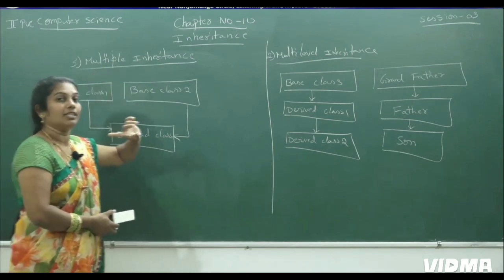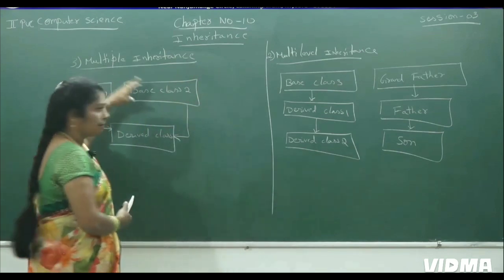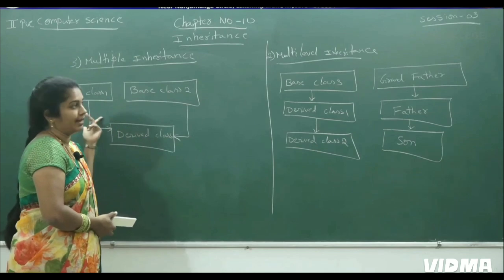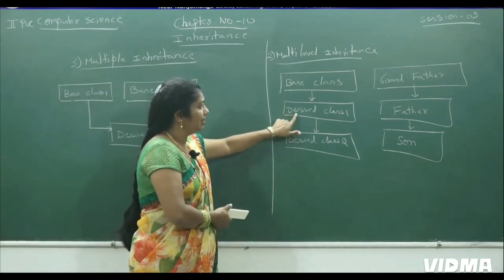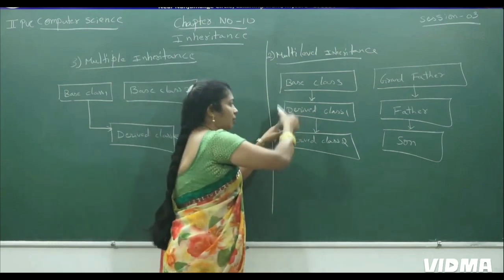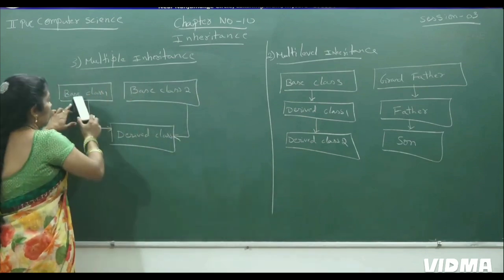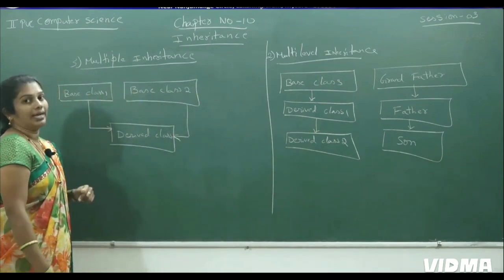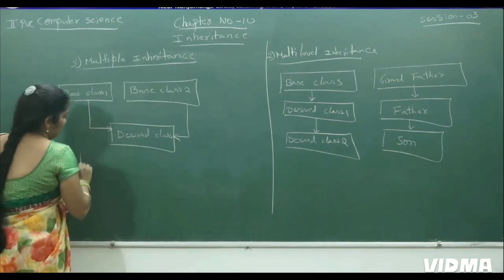Multiple means more than one. In multi-level, it is more by level, whereas multiple means more than one. Here more than one base class is there. In multi-level, we have a base class, then a derived class, and then the properties are transferred to derived class 2. Here in multiple, we have base class 1 and base class 2. From these two base classes, we get one more derived class. This is multiple inheritance.